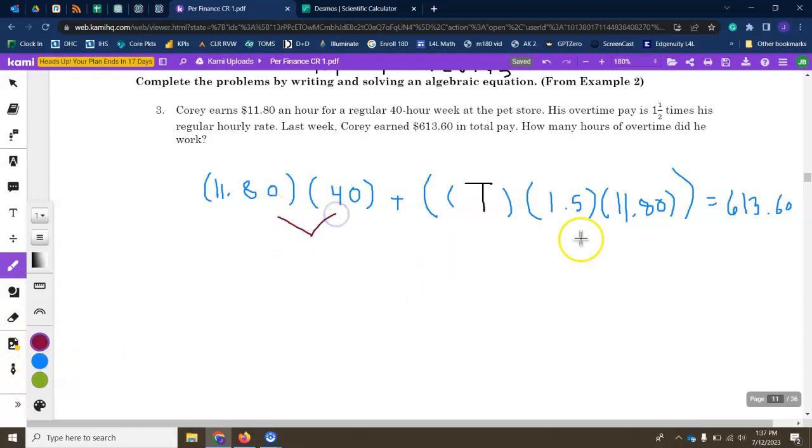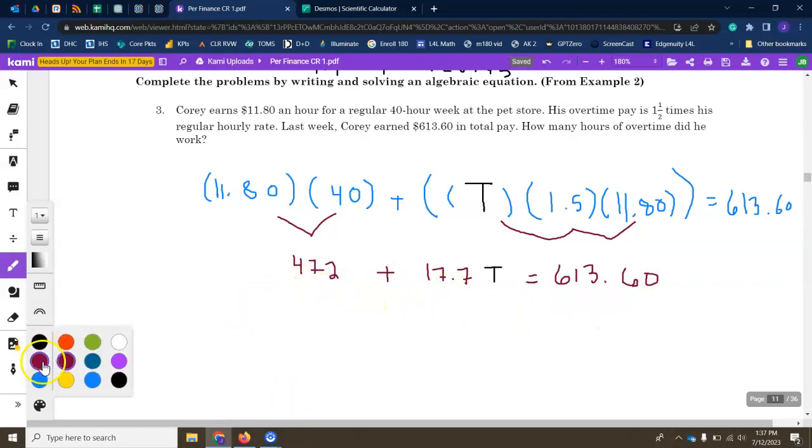So we're going to do some off-screen calculations and find out what 11.80 times 40 is. It comes out to $472. The 11.80 times 1.5 comes out to 17.7. But we have to attach the T to that, because it was also being multiplied with all that. So 17.7T equals $613.60.